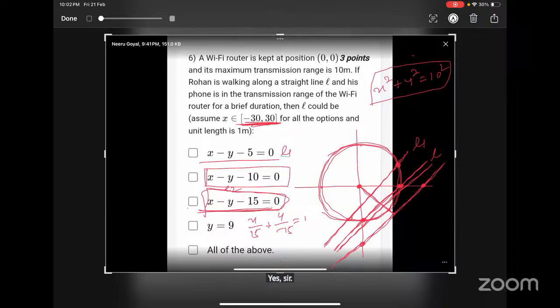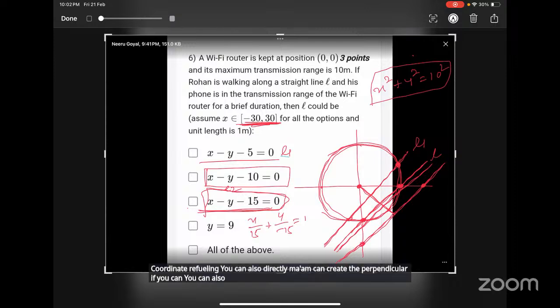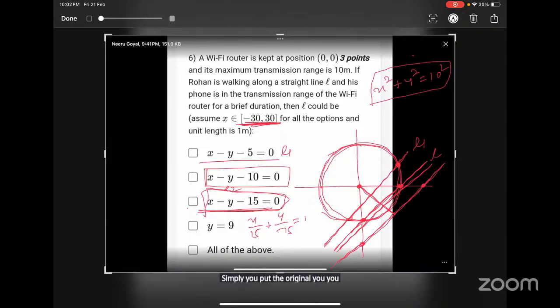Now you have to check the coordinates of that point. What is the coordinate of this point? You can also directly calculate the perpendicular, ma'am. I tell you how: you have to calculate the perpendicular distance from the origin, first of all from L1. From L1, draw the perpendicular from the origin. What will you get? 5 by root 2.